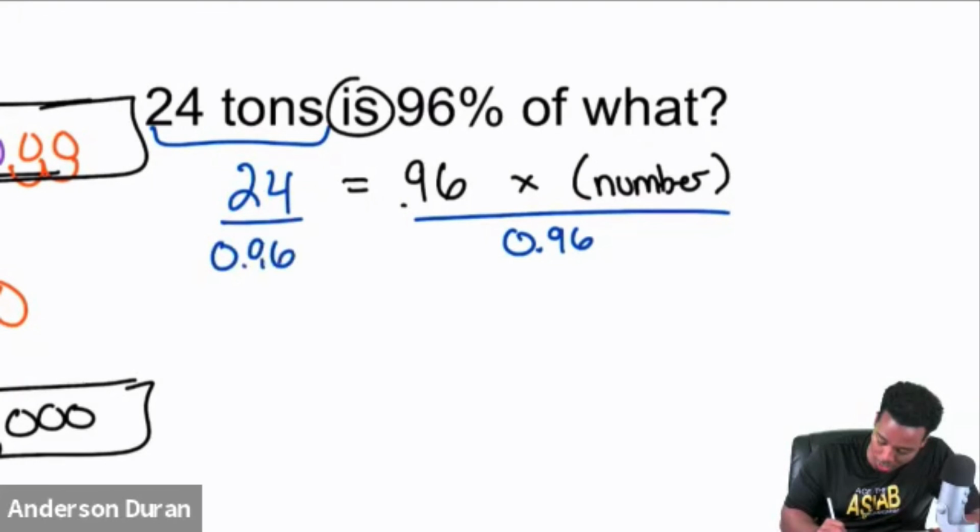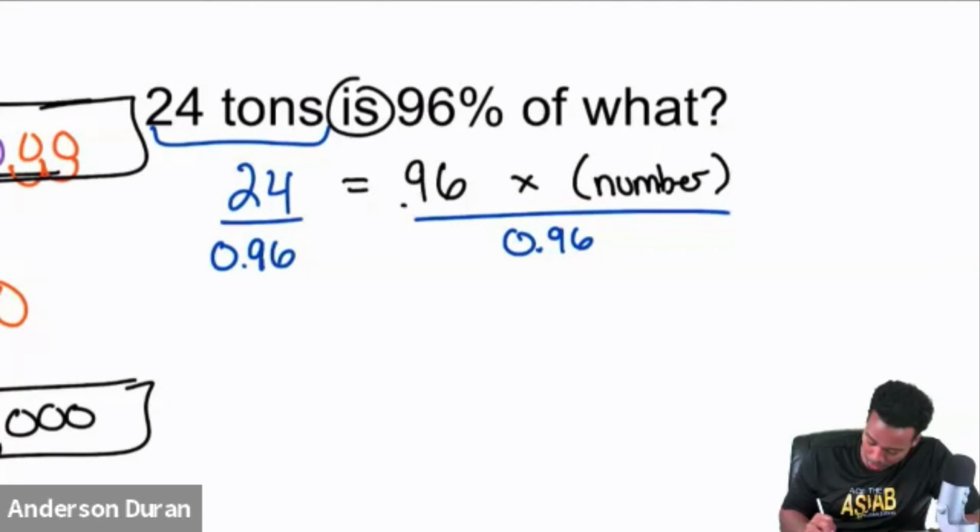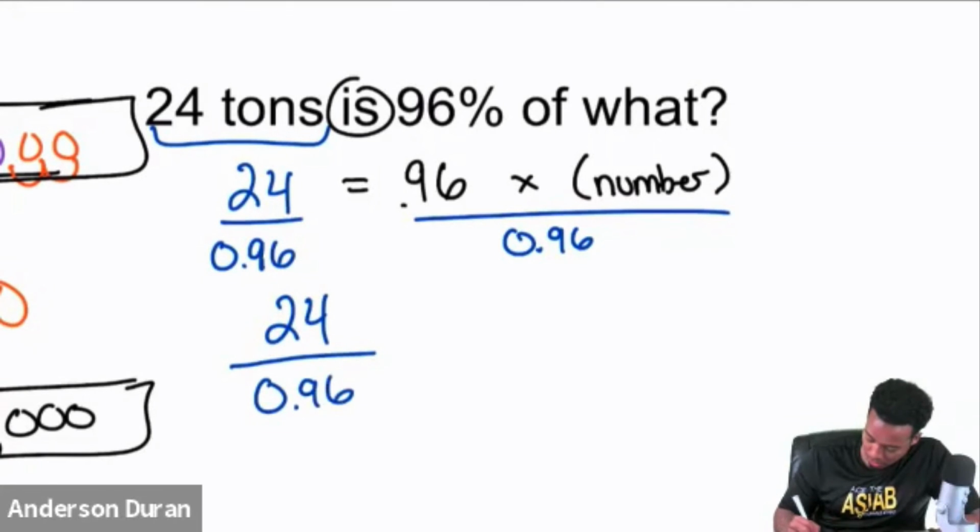And here we just can't be afraid. We just have to go at it, get to it. Yeah, it's going to suck. Dividing by 96. Yeah, I know, but it's fine. So we're going to have 24 divided by 0.96, which will look like this.